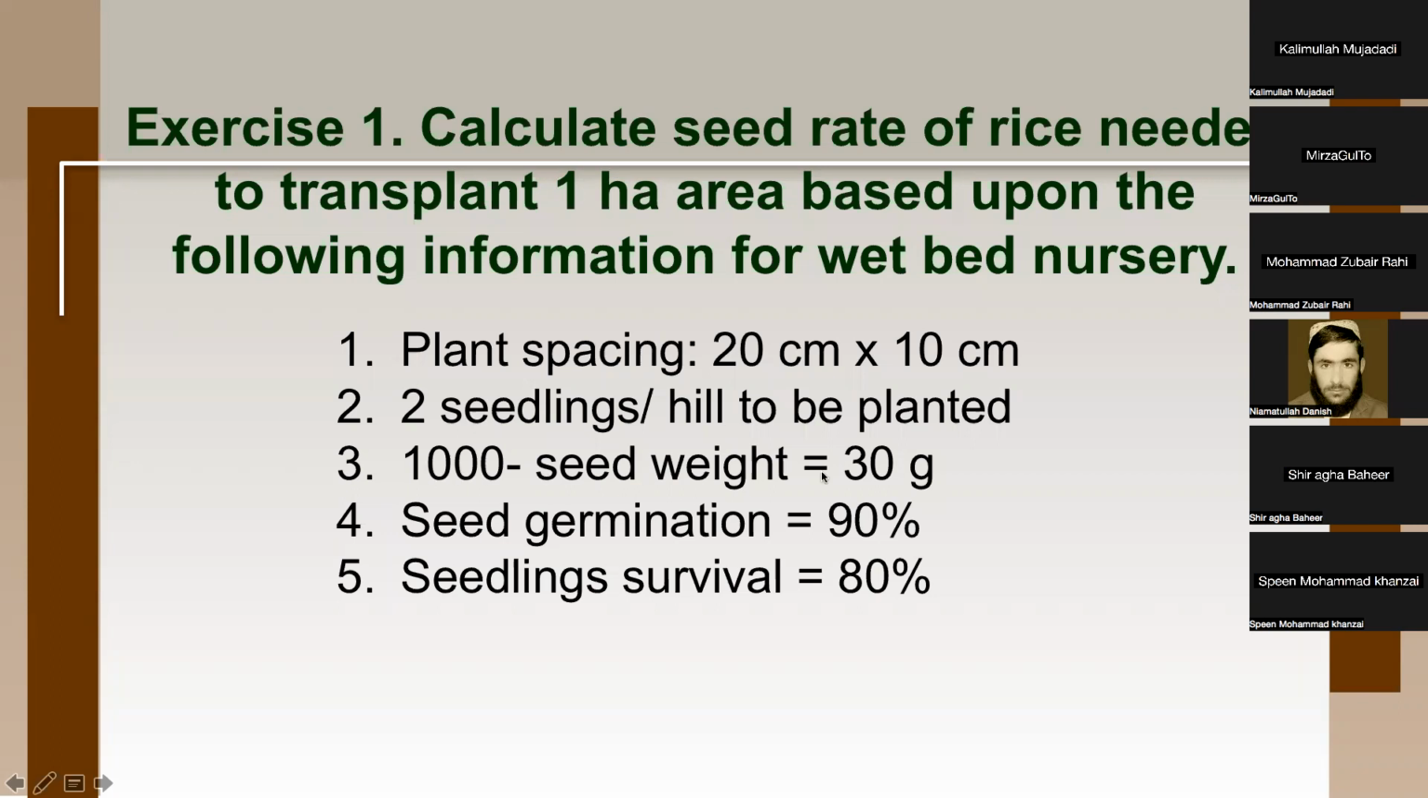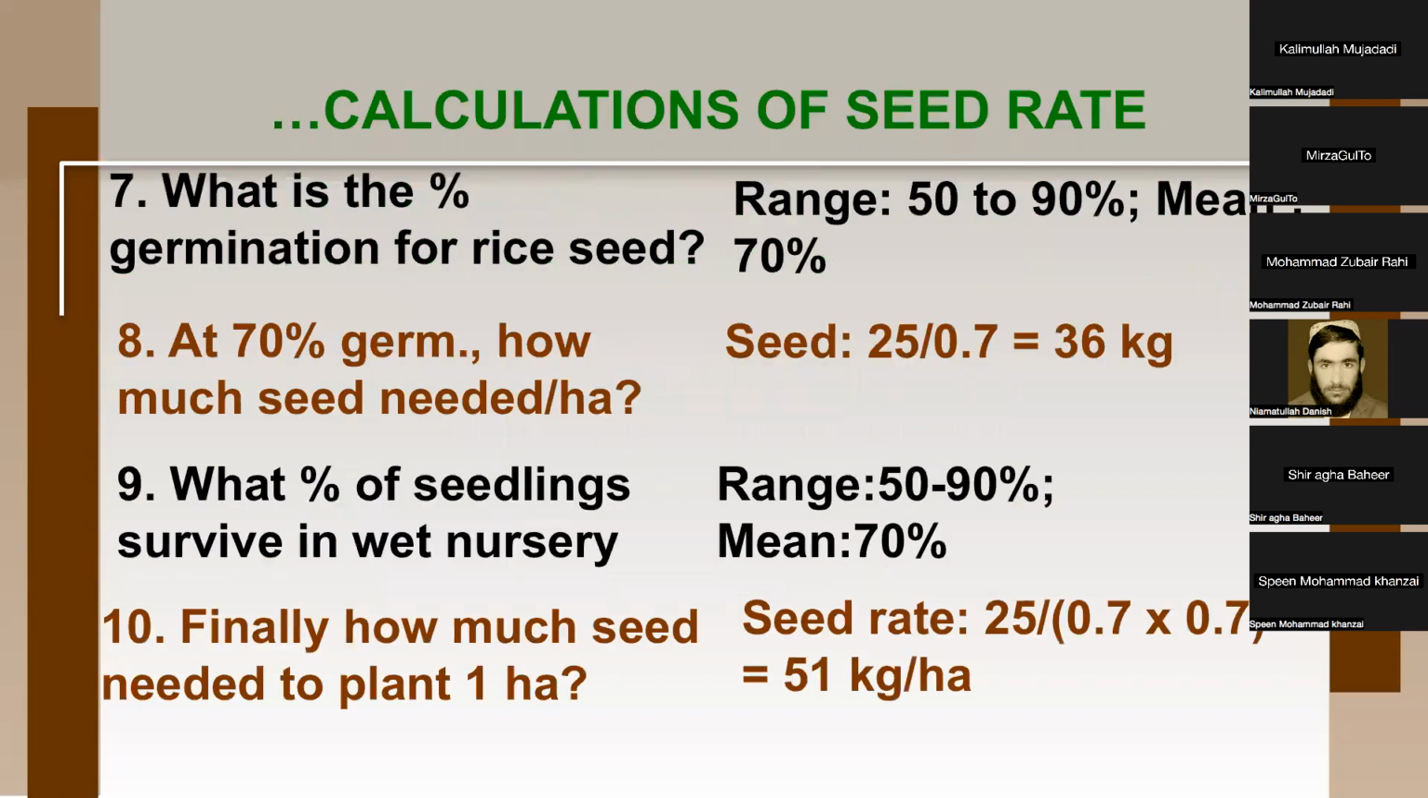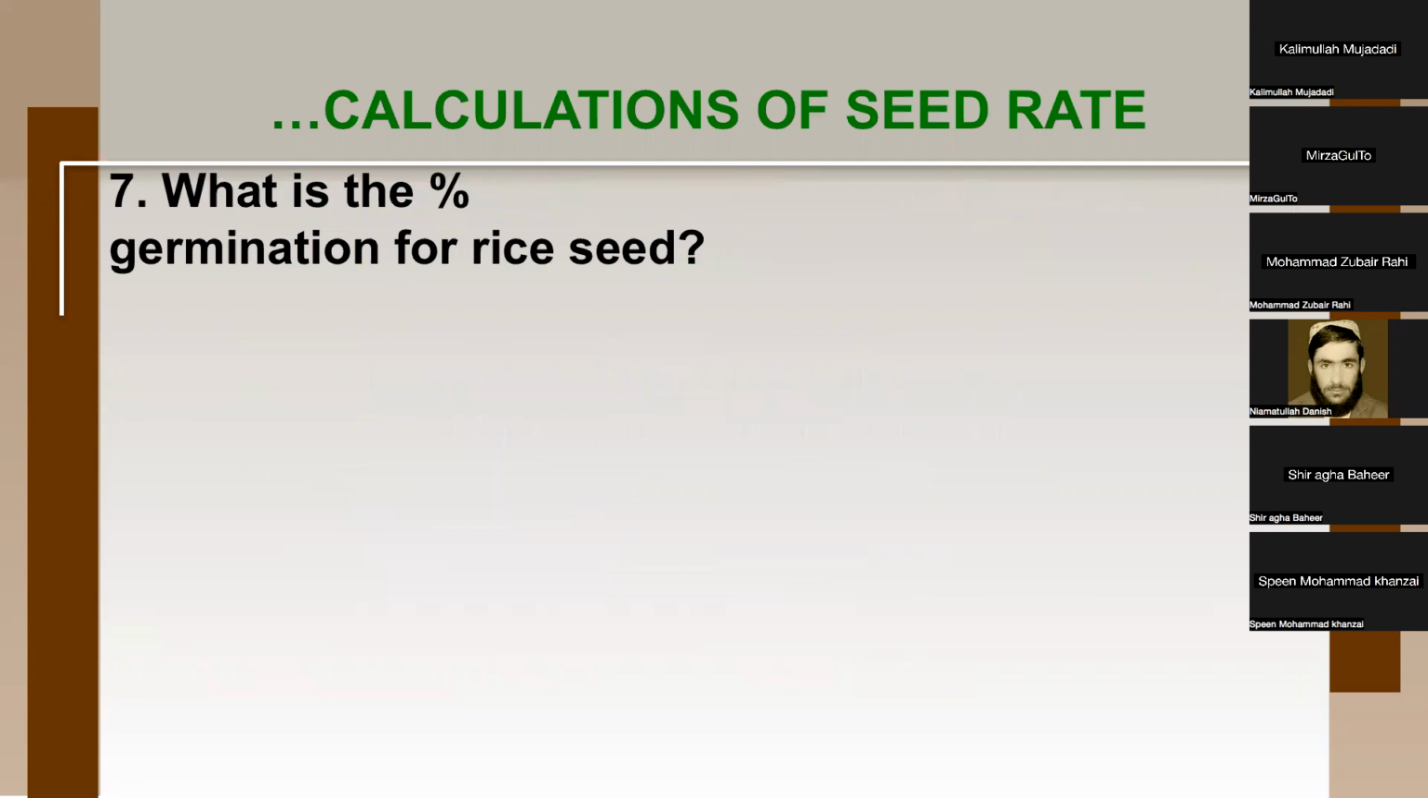And 1000 seed weight in the last case was 25 gram. Now it is 30 gram. And germination of the seed is 90%. And seedling survival is 80%. So you can see this. With this information, kindly calculate the seed rate. Or I can show you again this exercise, how we did it.